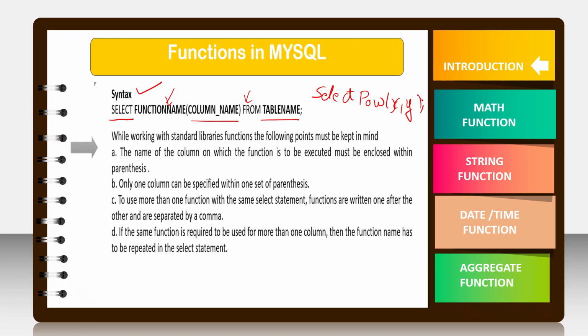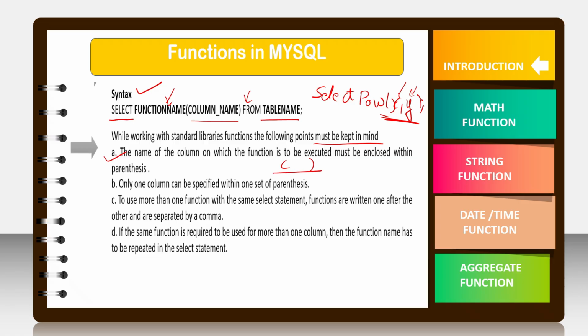While working with standard library functions, you have to keep certain points in mind. The first point says the name of the column on which the function is to be executed must be enclosed within parentheses. That means these are the parentheses. Whatever we are passing in these parentheses is called an argument or parameter. Functions always work on parameters or arguments. So whatever we are passing in these brackets shows the parameters of that particular function.